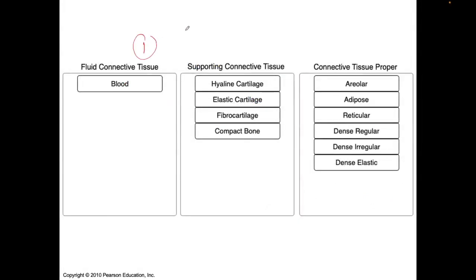Okay, we have three main categories of tissue. There's fluid connective tissue, supporting connective tissue, and connective tissue proper. And then these were like a drag and drop. So fluid connective tissue is just blood and lymph. Supporting connective tissue is bone and cartilage. So there's hyaline cartilage, elastic cartilage, and fibrocartilage. Remember, fibrocartilage was type 1 collagen fiber, and hyaline cartilage is type 2 collagen fibers.